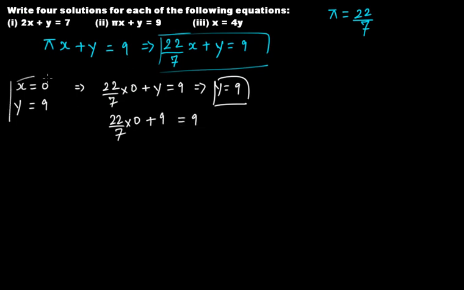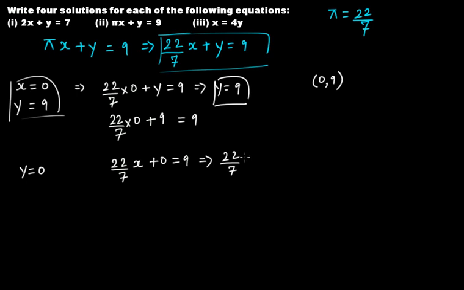So x is equal to 0 and y is equal to 9 is one solution, 0 comma 9. The next one is if you take y equal to 0. When you take y equal to 0, this becomes 22 by 7 x plus 0 equal to 9, and from here you get 22 by 7 x equal to 9, and from this you get x equal to 63 by 22.